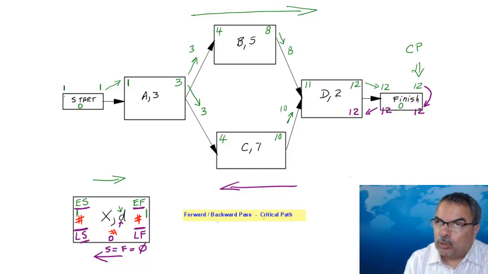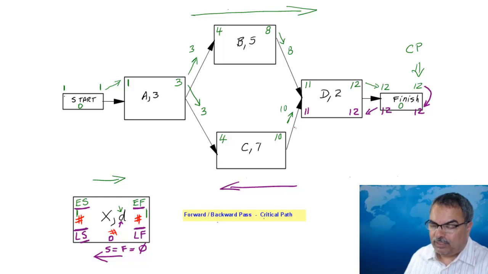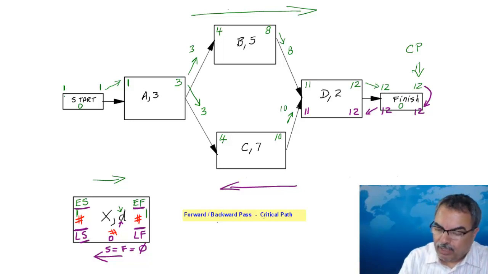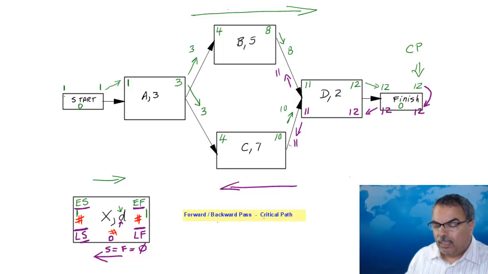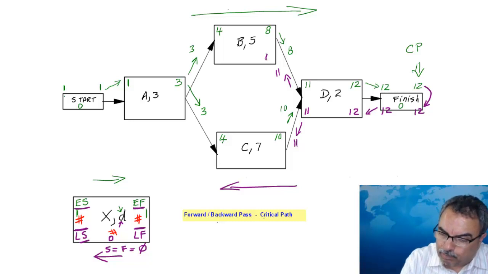Now 12 minus 2 is 10, plus 1 is what? 11. That's why 11 is the latest time I can start D and still be done on day 12, because it takes me 2 days, the 11th day and the 12th day. Now that 11 is going to go this way and this way. But remember, the 11th day is consumed by task D. That means it becomes day 10. That's why I put day 10 here and day 10 here.